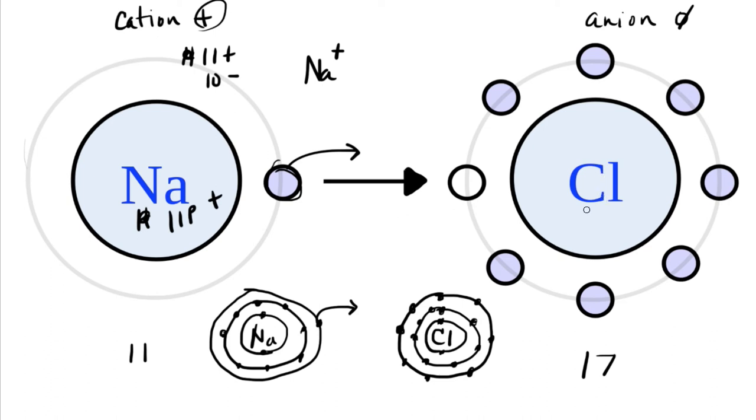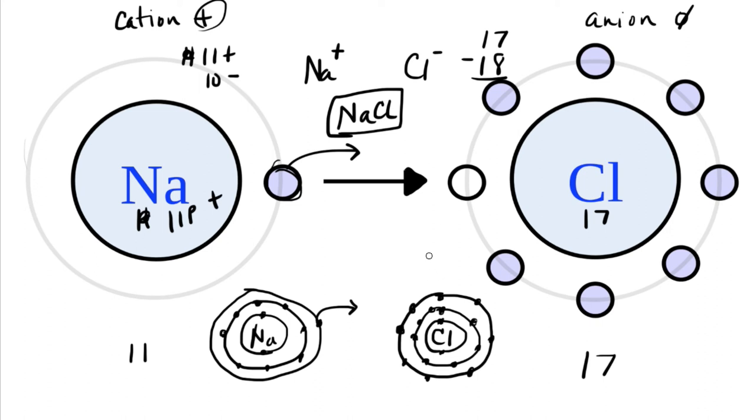Chlorine had 17 positively charged protons. It started with 17 electrons, but it gained an electron, so it gained a negative. So we have 17 plus, now we have 18 minus. So chloride is written this way. But when you write them together, just NaCl, because the charges there cancel one another.